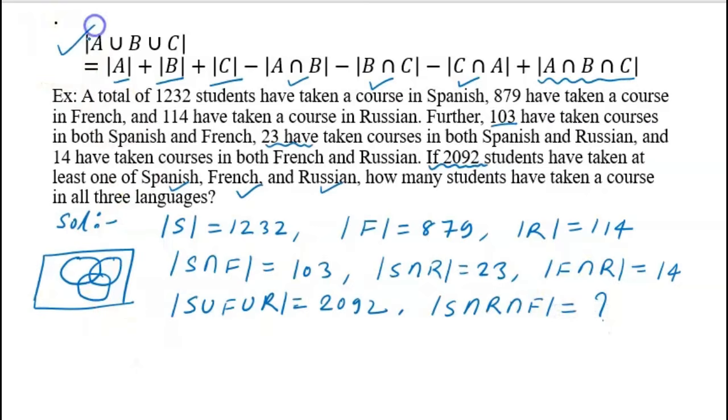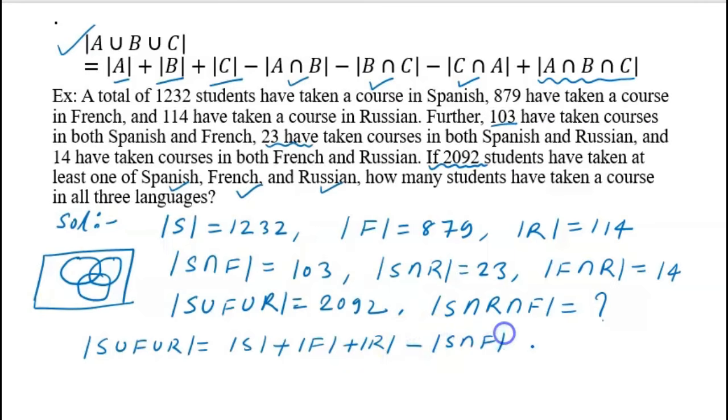So for three sets we already have the formula, so we are going to calculate S union F union R is equal to the number of elements in S plus the number of elements in F plus the number of elements in R minus the number of elements in S intersection F minus S intersection R minus F intersection R and plus S intersection F intersection R.